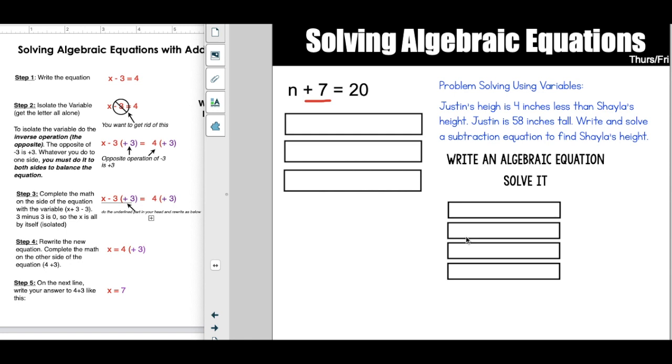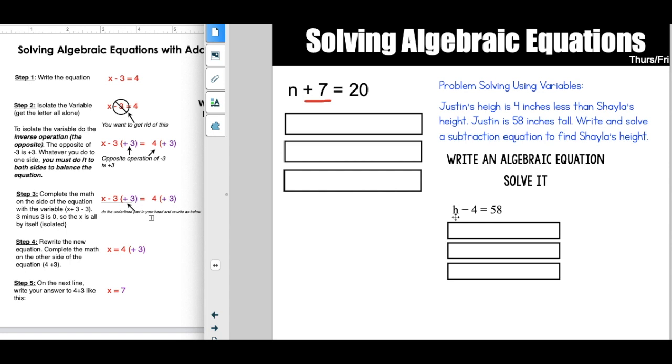So we need to take the information we know and write an equation that has a variable that represents the unknown part. The unknown part is Shayla's height. We know that she's 4 inches taller than Justin. So my equation could be h minus 4 is 58. This 58 represents Justin's height. This minus 4 is the 4 inches less he is than Shayla, and this h represents Shayla's height.